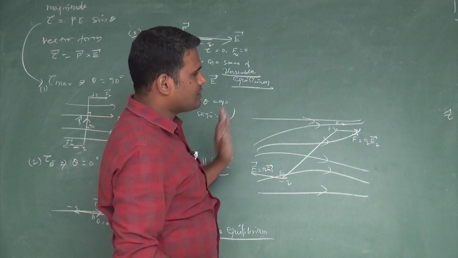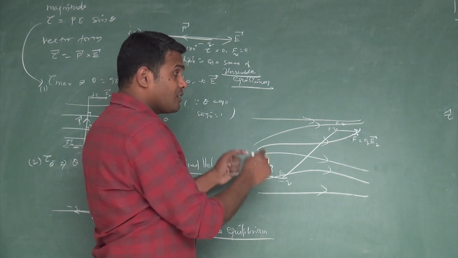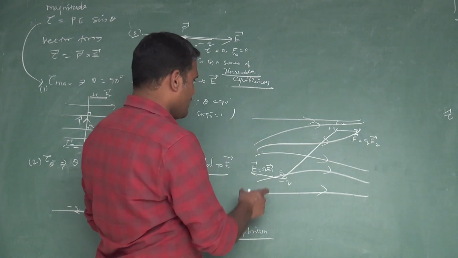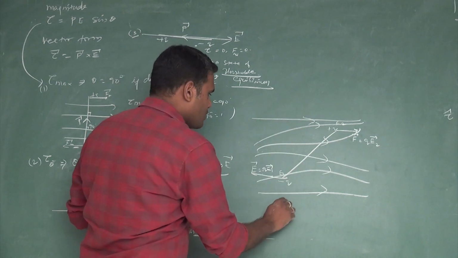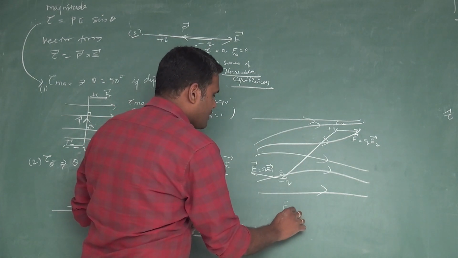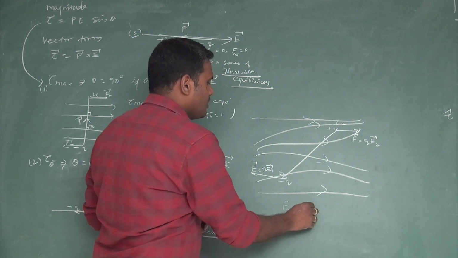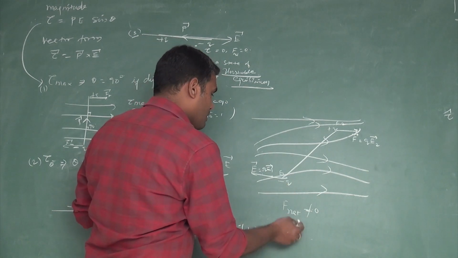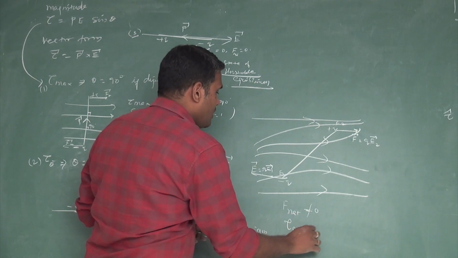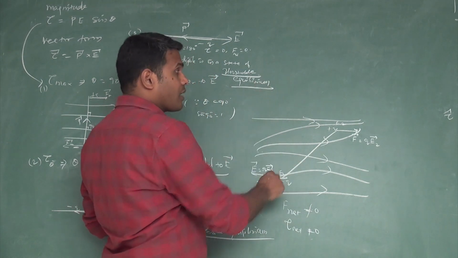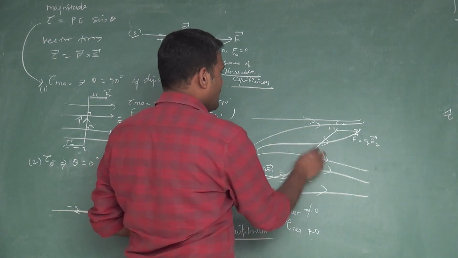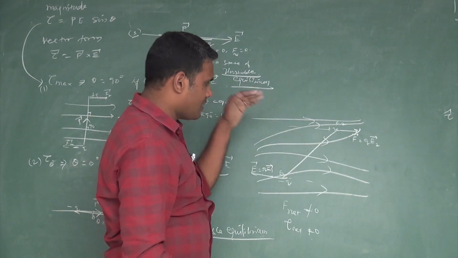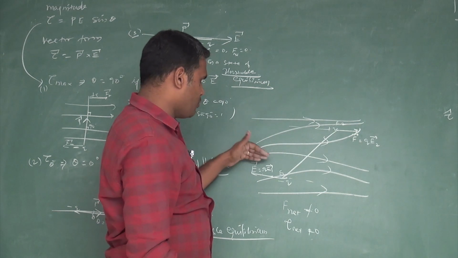The fields themselves are different, so the forces acting on the two charges are different. So there will be a resultant force. So F net is not equal to 0 in this particular case. And the torque is also not 0. Net torque is also not 0. There will be a net torque due to the action of two forces at different lines of action. So there are different magnitudes of force.